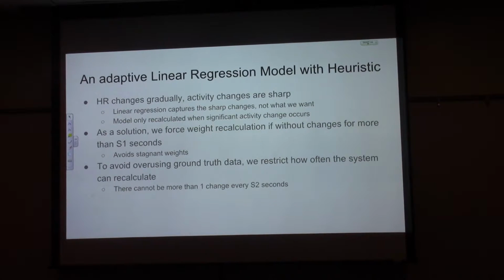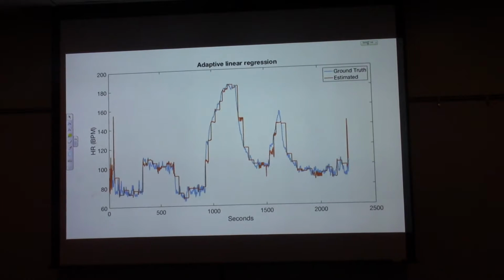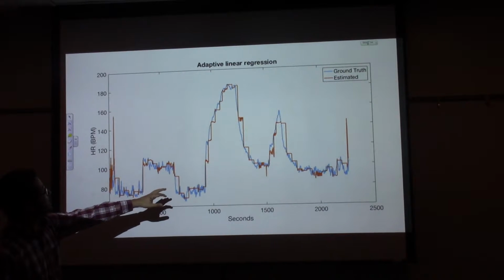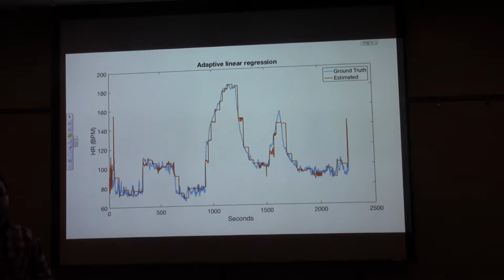To deal with this issue, we implemented lower and upper bounds, which basically mean how much time we can remain with the same model before we force the model to be changed, and how often we can build new models. As you can see here, the orange is our estimate using the adaptive linear regression model with those bounds, and the blue one is the ground truth. And as you can see, it behaves much better than a single linear regression model.